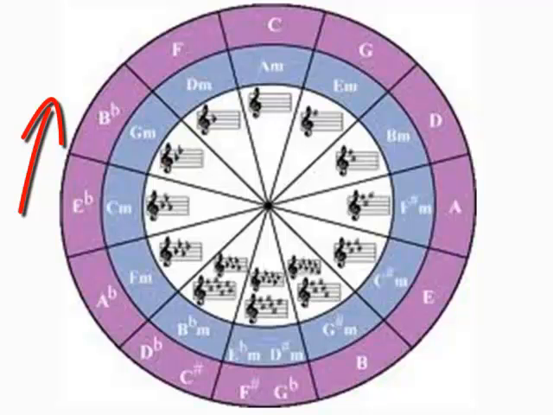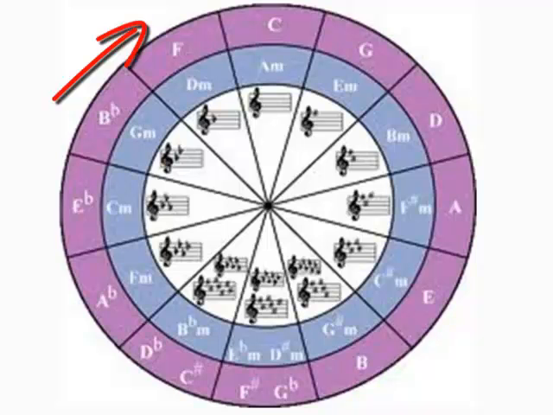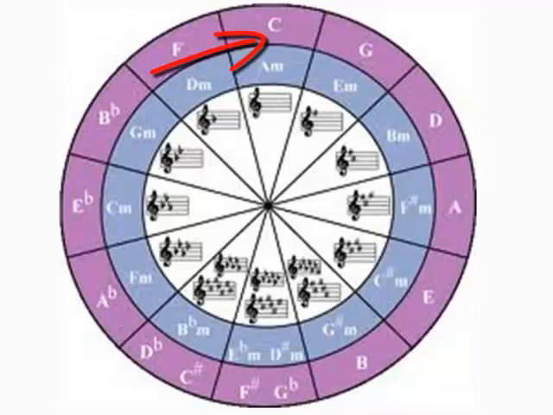B flat major has 2 flats, B flat and E flat. The dominant of B flat major is F. F major has 1 flat, B flat. The dominant of F major is C. Isn't that cool? We're right back to C major, which has no sharps and no flats.